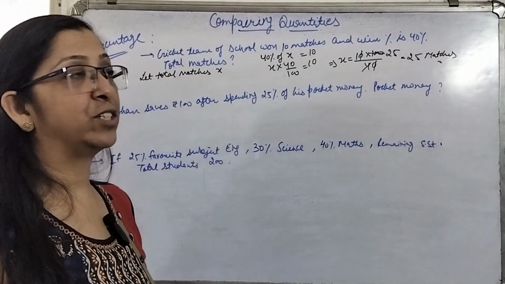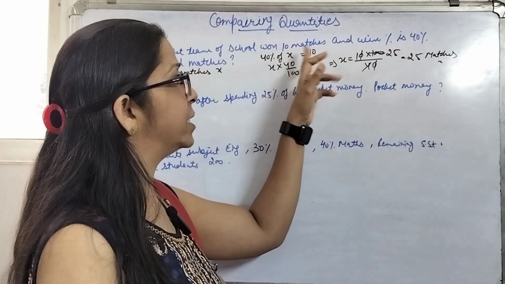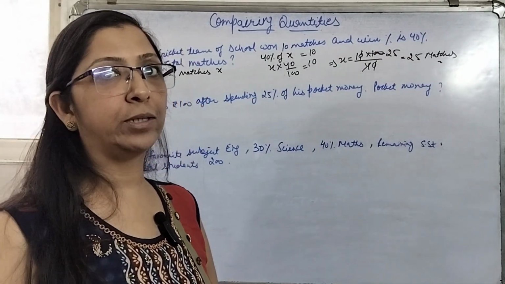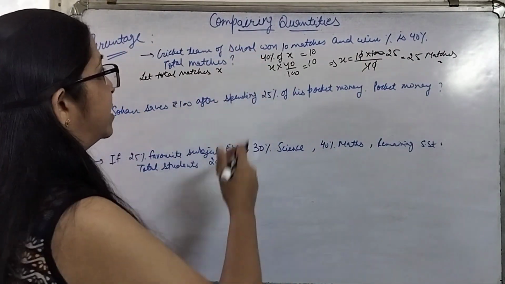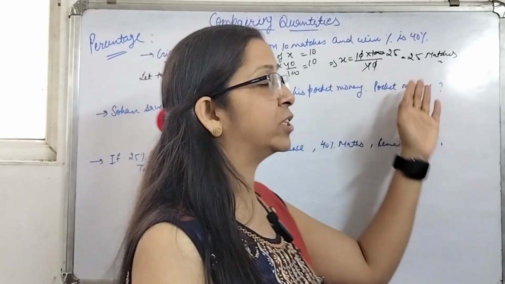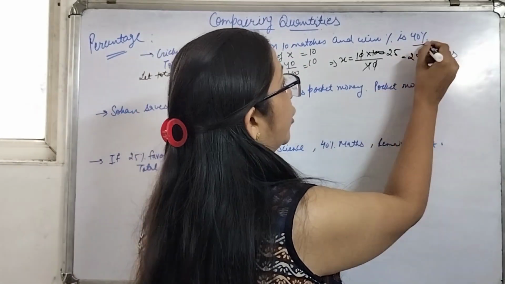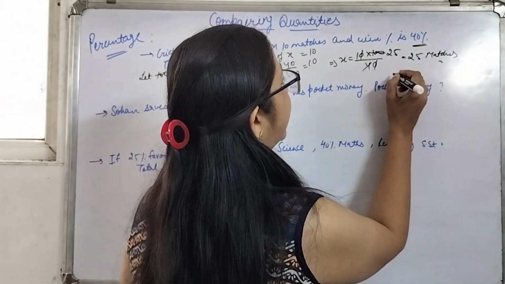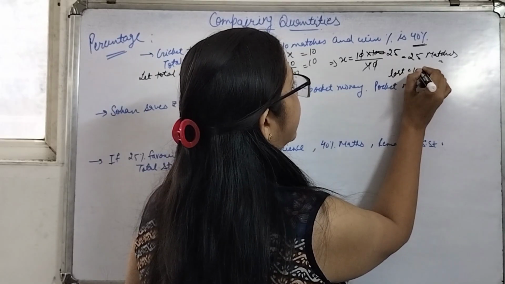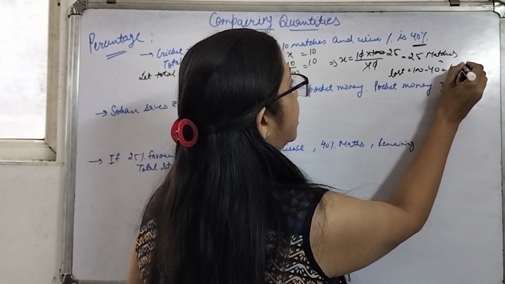Out of 25 matches, they have won 10 matches, and that is 40% of the total matches. Or if it is asked in percentage how much percentage of the matches they have lost: if they have won 40%, that simply means they have lost 100 minus 40, that is 60% of the matches.